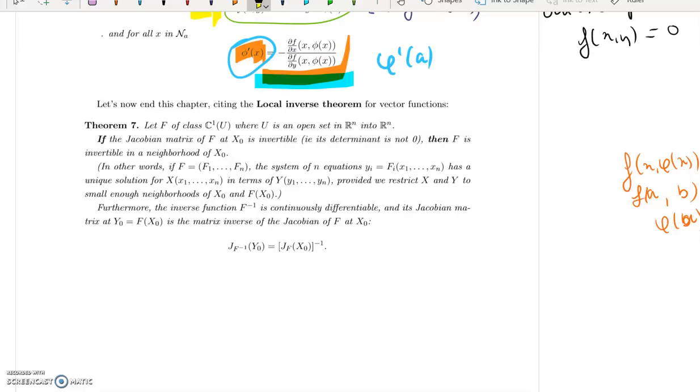Okay, so let's now see quickly the local inverse theorem, which is kind of related to the implicit function theorem, except that now we talk about more than just two variables. It can be any number of variables, and we talk more precisely about invertibility of the function locally. Okay, so local inverse theorem.